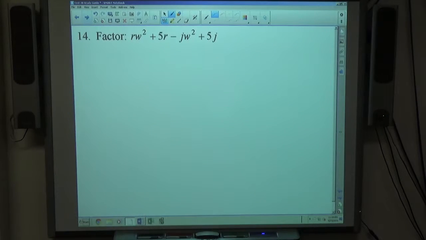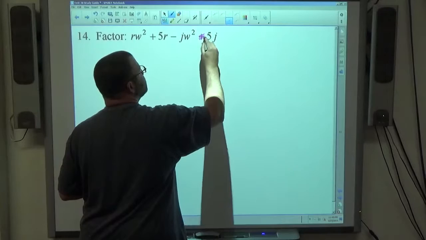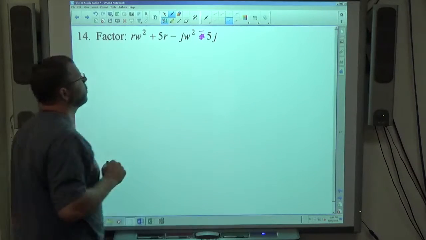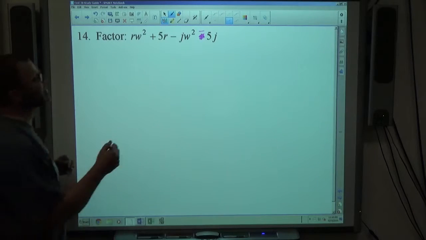14, factor probably by grouping. I think that's a bad problem because it's not going to factor properly. Let's pretend this says minus 5j. So now actually we'll factor. Okay, so what I notice is the third position term is negative.